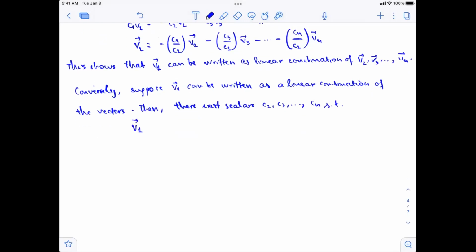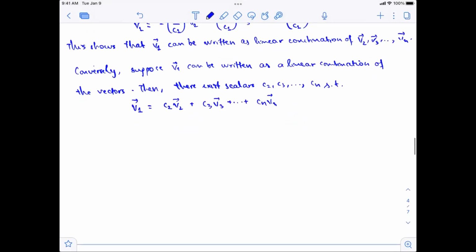V1, right, V1 now can be written as a linear combination of the other vectors. So V1 is equal to C2 V2 plus C3 V3 up to Cn Vn. Okay. Now we rearrange these equations in a way that we get C2 V2 plus C3 V3 plus dot dot dot up to Cn Vn minus V1 equal to the zero vector.